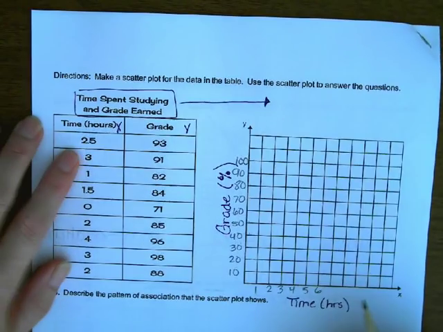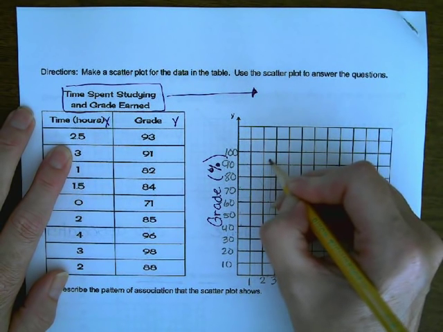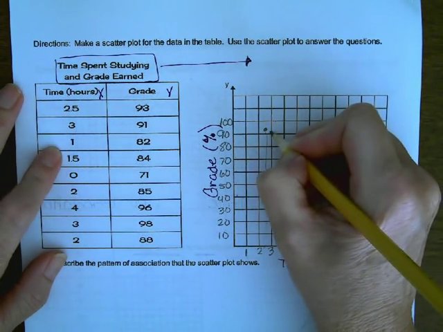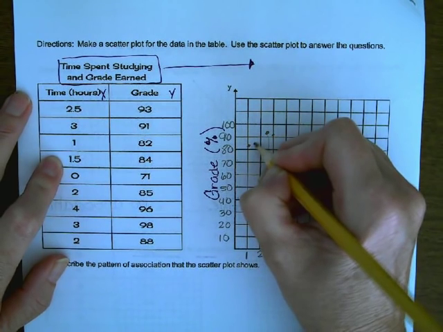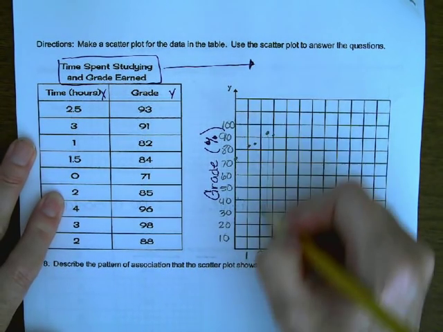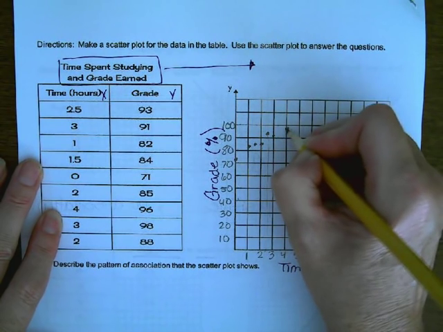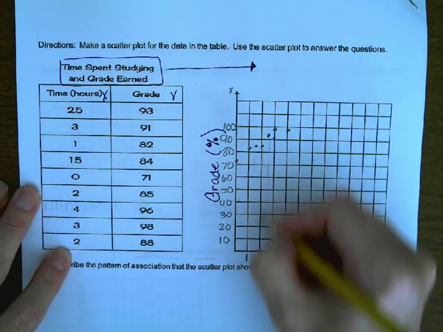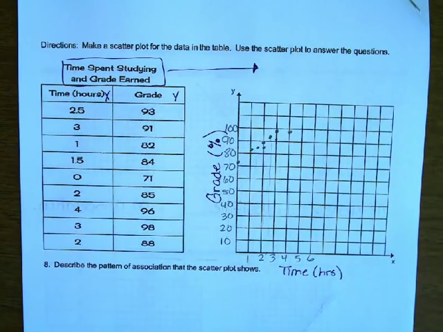Okay, so this person spent 2.5 hours studying and got a 93, which is out there. 3 hours studying for a 91. 1 hour studying for an 82. 1.5 for an 84. Didn't spend any time studying, but got a 71. 2 hours, and an 85. 4 hours, and an 86. 3 hours, and a 98. And 2 hours, and an 88. Okay?